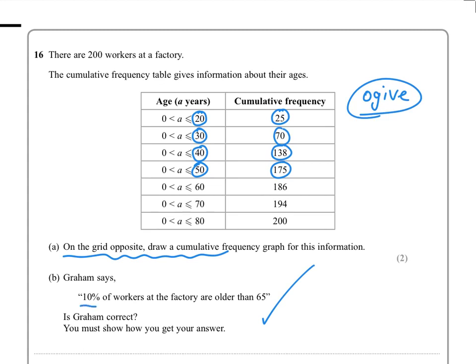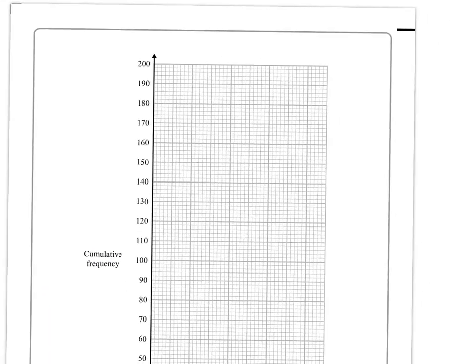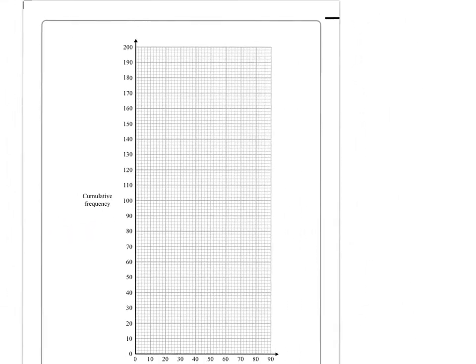So we've got to say 10% of the workers at the factory are older than 65. Okay, so you might just want to have this paper with you. So 10% of the workers at the factory are older than 65. That's how we've got to think about it. So I'm just going to plot that now. So let's plot that information.